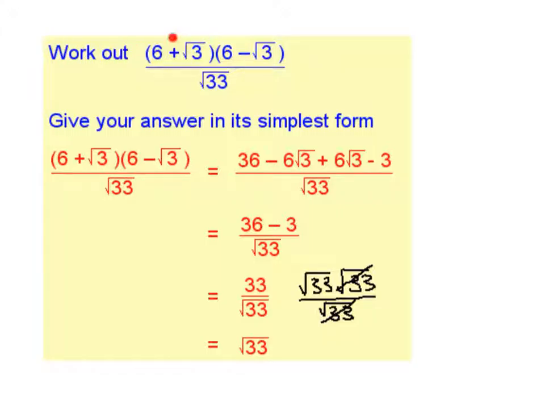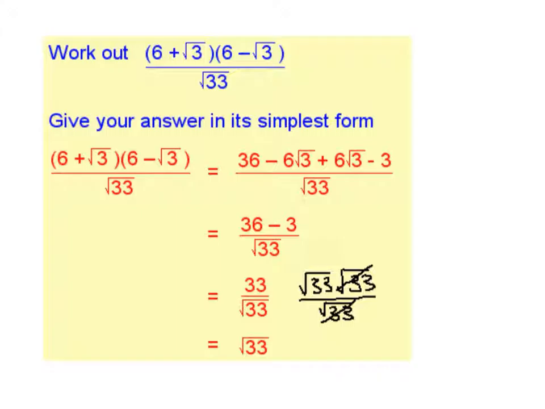Work out (6 plus root 3) multiplied by (6 minus root 3), divided by root 33. Give your answer in its simplest form. So I'm going to start out by multiplying out the numerator. 6 multiplied by 6 gives me 36. 6 multiplied by minus root 3 gives me minus 6 root 3.